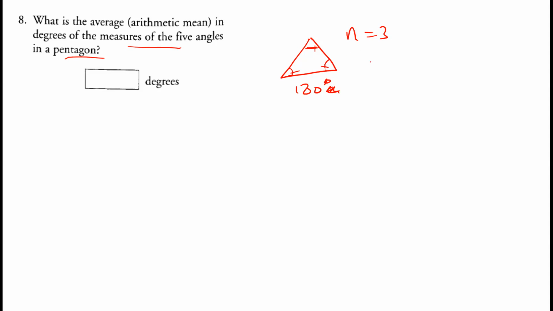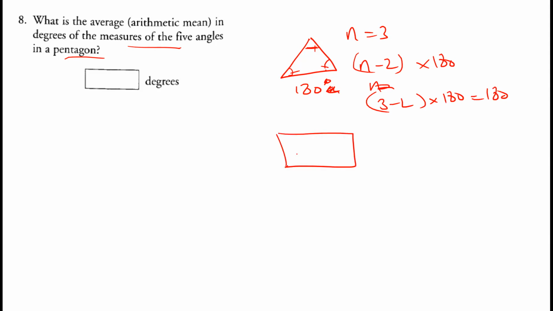Now, how can we find this out? So there's a formula, n minus 2 into 180. So we have 3 minus 2 into 180, which gives you 180. So 3 minus 2 is 1. Now let's suppose we have a rectangle. So a rectangle has 4 sides. So we know that in a rectangle, if you add all the angles up, we get 360. So 4 minus 2 into 180. So 2 into 180 is 360.